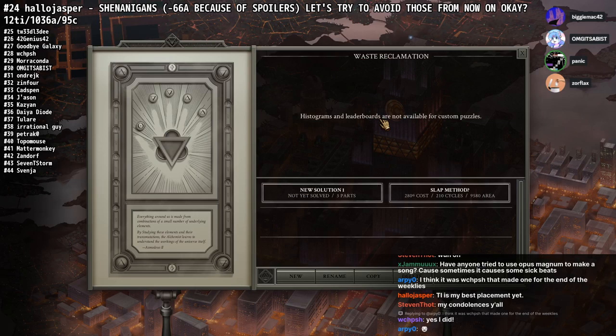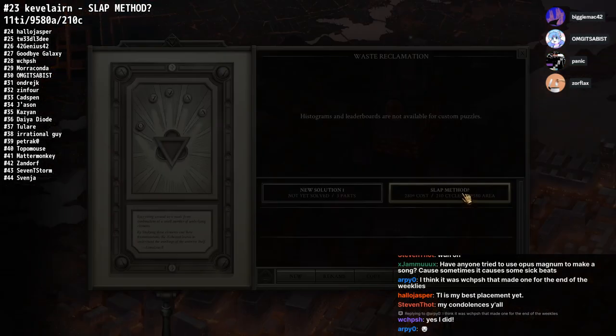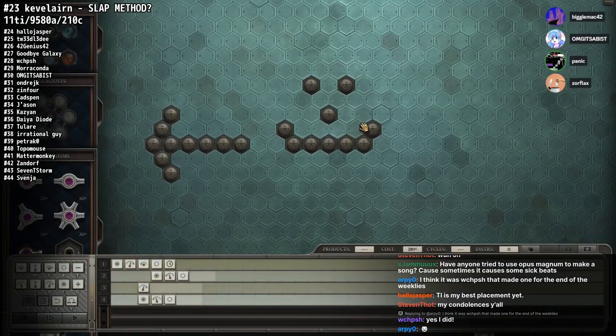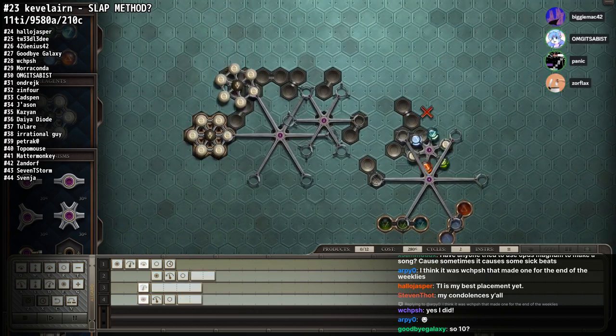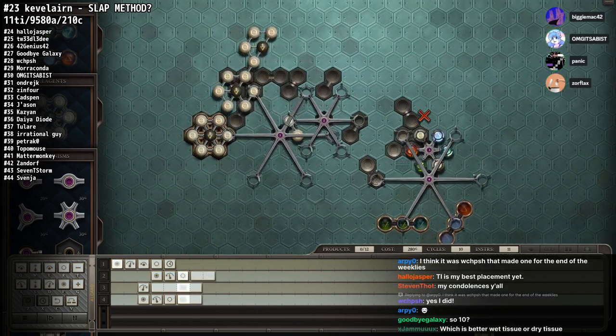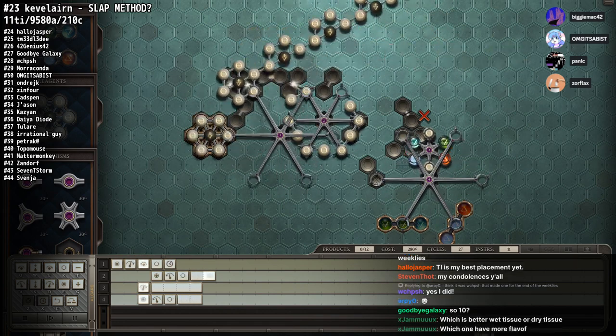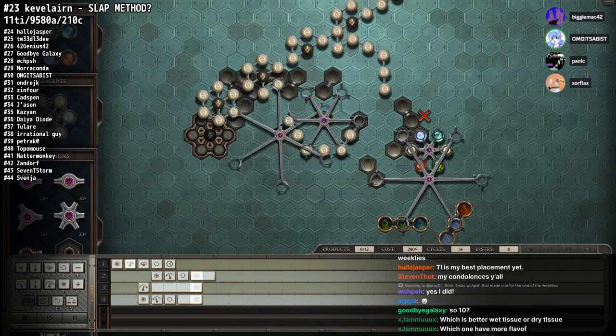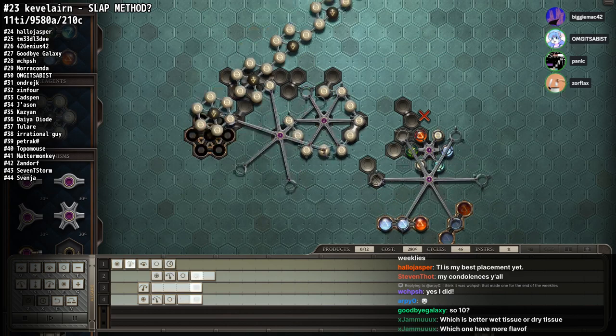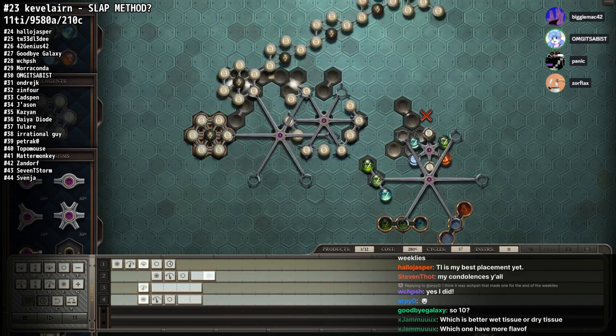But for now, we have another primary drop at number 23. Smiley face. 11. It's called slap method. Oh, this one takes two. We're not reclaiming much waste here. I see. Oh, I see.